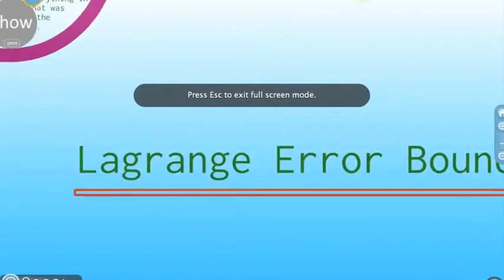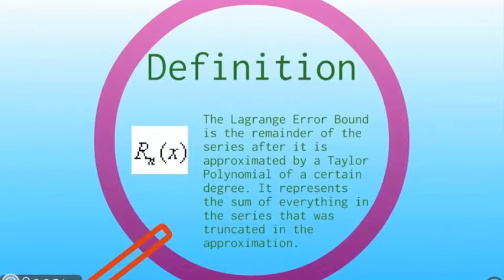Lagrange error bound is the value of the rest of the Taylor polynomial that is truncated when a polynomial of a certain degree is used to approximate the actual value of the function. This means that if the Taylor polynomial of the third degree is used in approximation, the value of the Lagrange error represents the sum of all the terms of the polynomial that are fourth degree or higher.